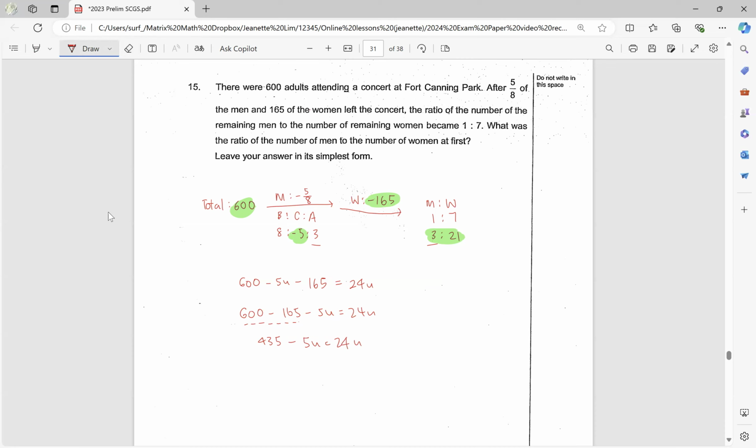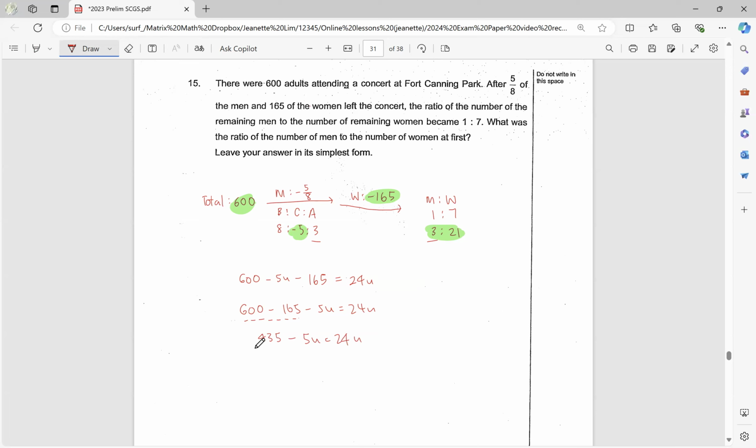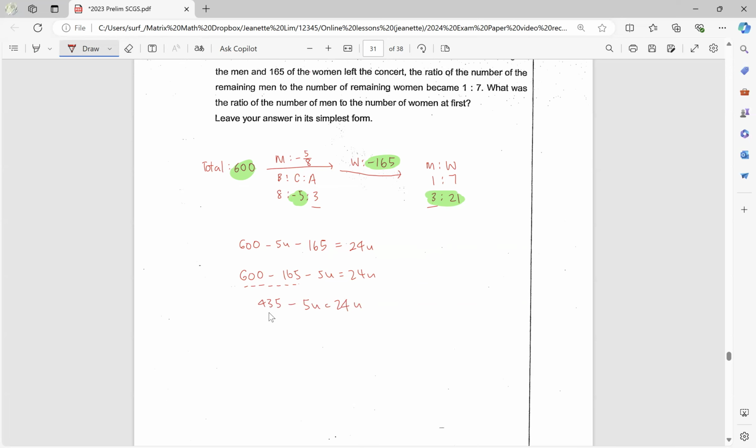Keep everything else. So by looking at this equation, what is 435? 435 is actually 29 units. Not 19, 29. So since we have 29 units, we can find 1 unit. One unit is 15.